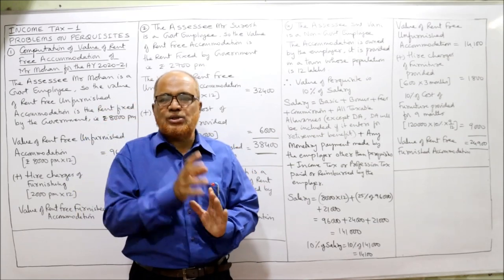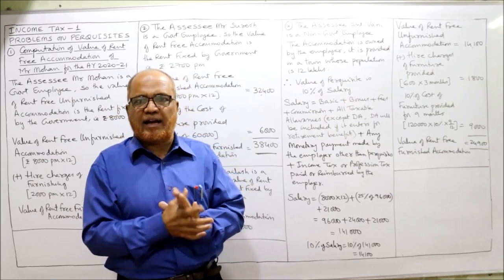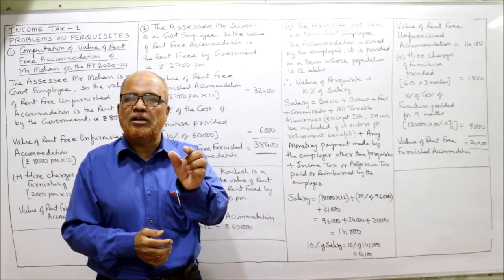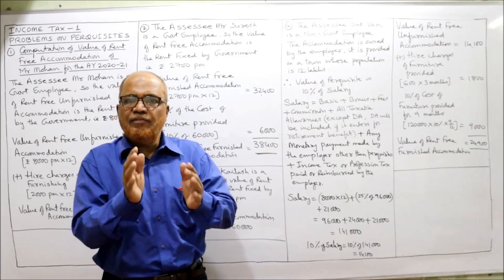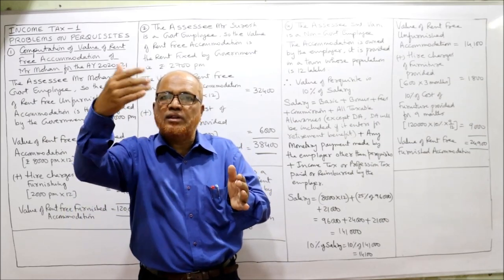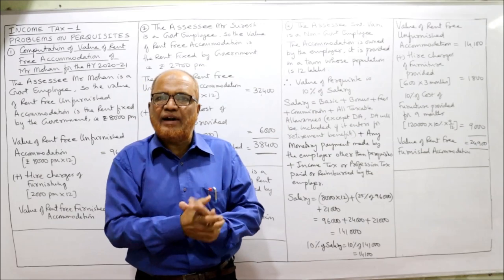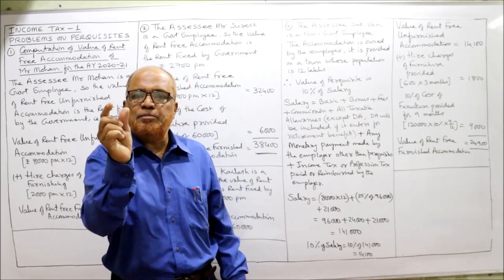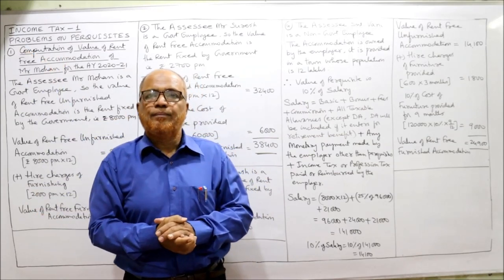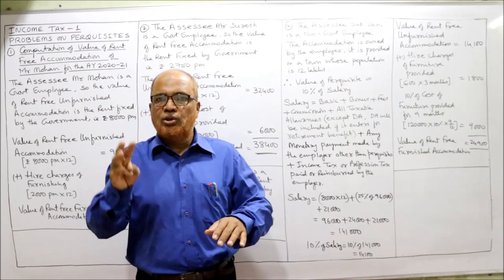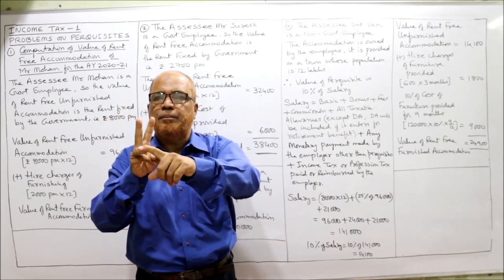Where the accommodation is provided, we have to see. If the accommodation is provided in a small town, where the population is up to 10 lakh, the value of the perquisite is 7.5% of salary. If the accommodation is provided in a town where the population is more than 10 lakh but up to 25 lakh, then the value of the perquisite is 10% of salary. If the population of the town is more than 25 lakh, 15% of salary is the value of the perquisite. So three rates are given by the Income Tax Act: 7.5% of salary, 10% of salary, 15% of salary.